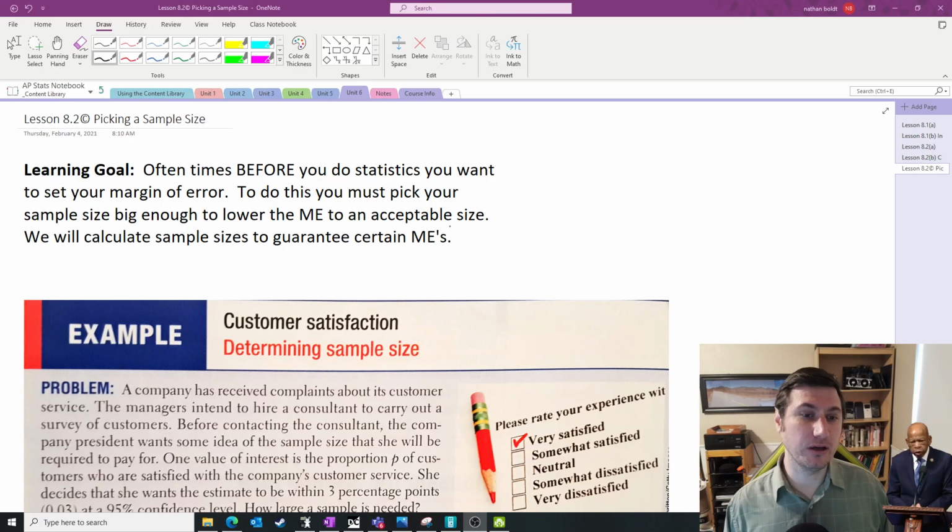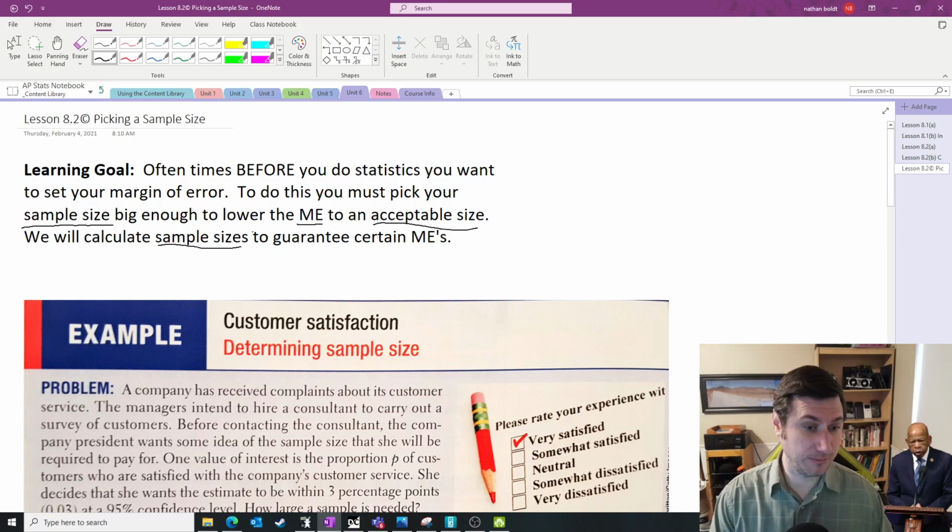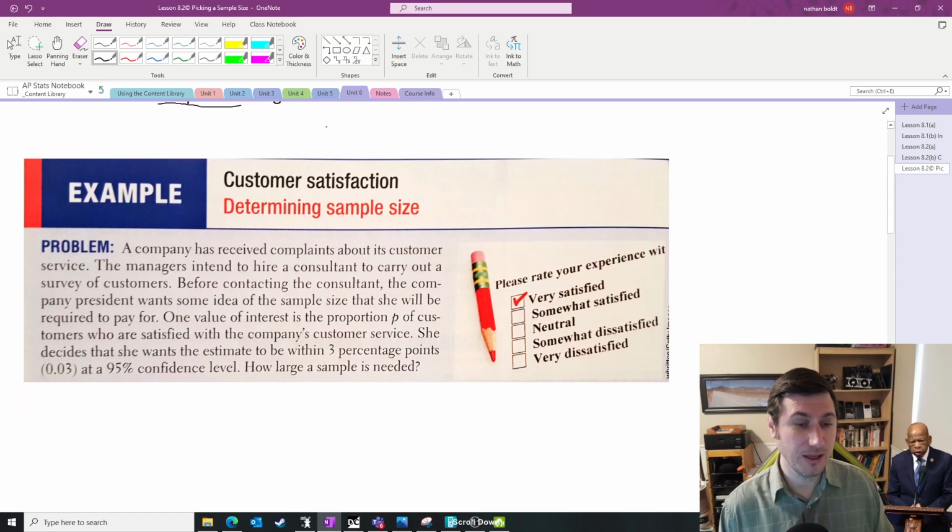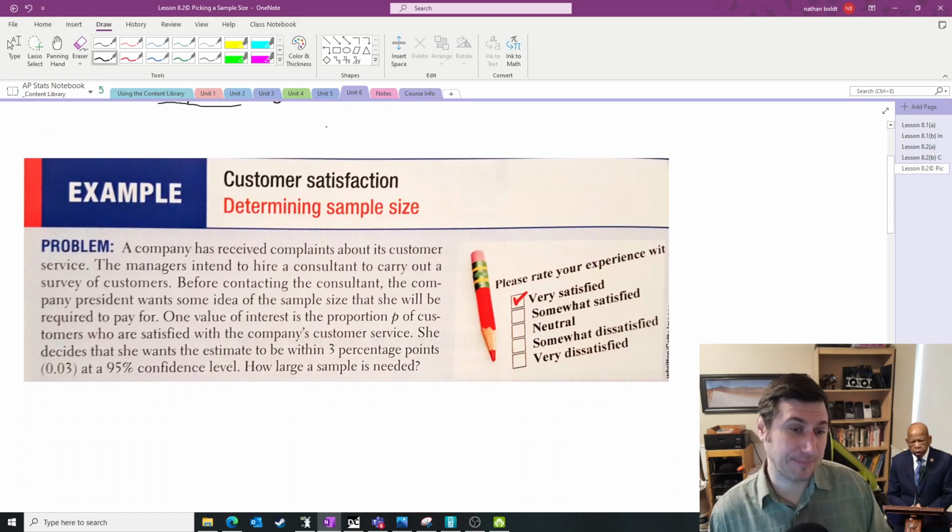So that's what we are going to do. We are going to pick our sample size and make sure it is big enough to lower the margin of error to an acceptable size. Okay, and so we're going to calculate those sample sizes that guarantee our margin of error. So let's take a look at how we do this. It's a bit algebra intensive, I'll warn you, but it's not that bad.